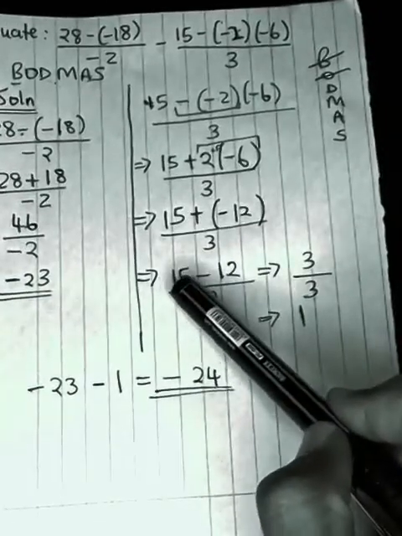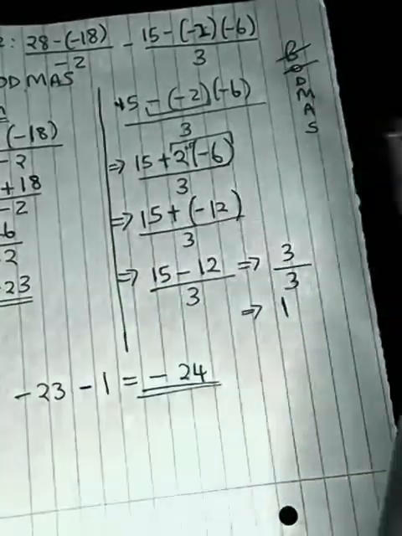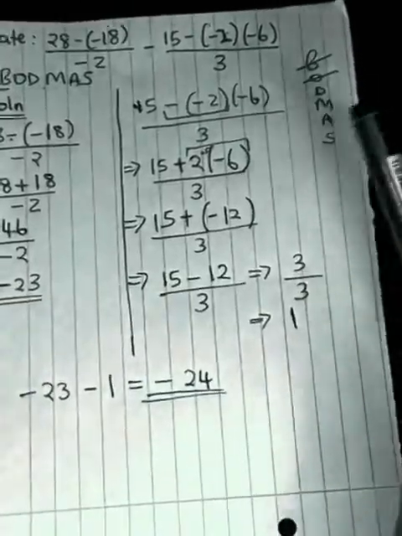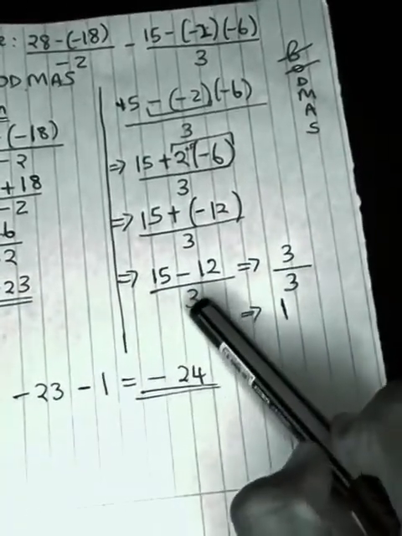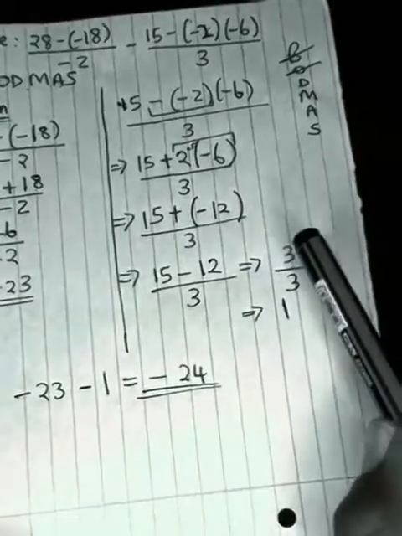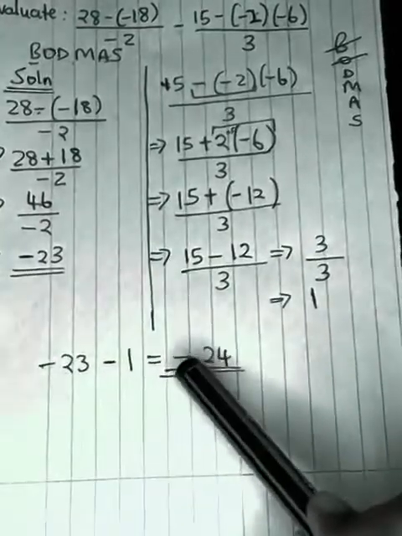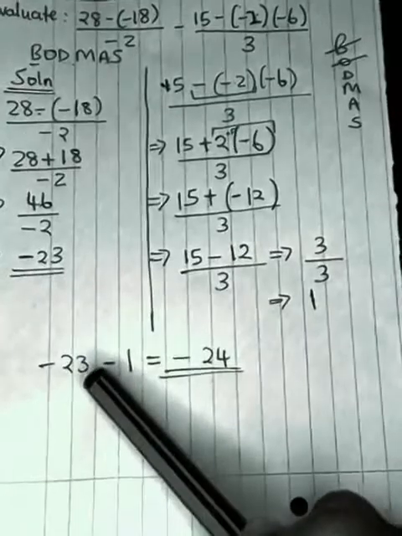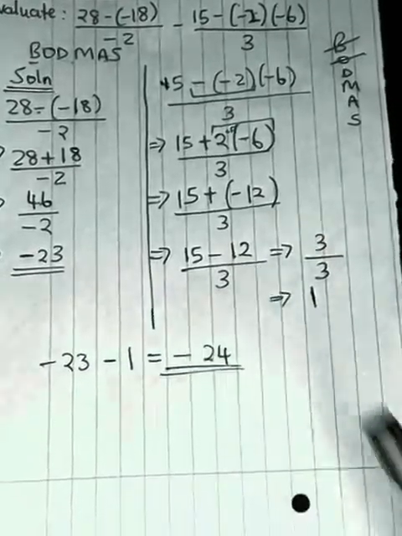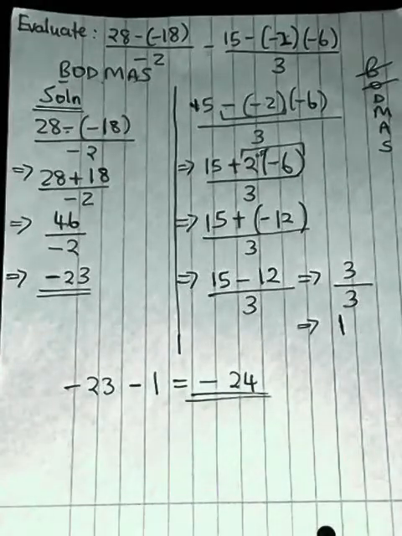Then you apply BODMAS, but in this particular case it is just direct. 15 minus 12 is 3, and the denominator is 3. When you divide 3 by 3, it will give you 1. Hence, when you combine the two with the main sign that was negative, it will be minus 23 minus 1, which will give you minus 24 as the final answer. I hope it is clear.